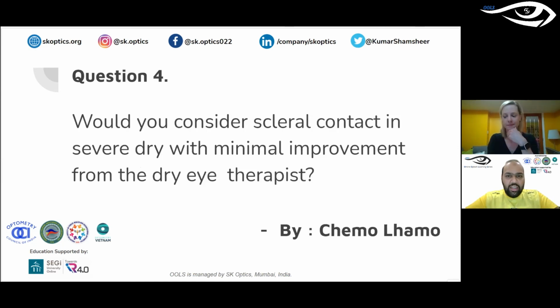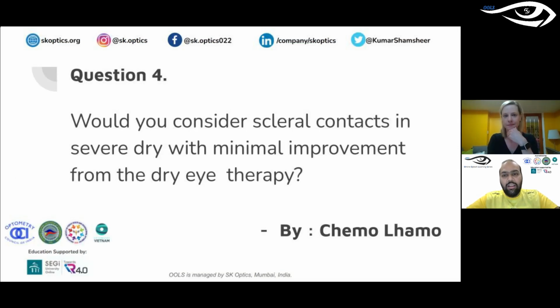Another question here is, would you consider a scleral contact lens with patients having dry eyes with minimum improvement with these dry eye therapies? I would rephrase that: if your patient is not getting better with the therapies you have given, would you prescribe scleral lenses? Yeah, absolutely. A really great option if you've got a compromised ocular surface that's giving pain, discomfort, and compromised vision. Protecting that with a scleral contact lens can improve the health of the ocular surface, comfort, and vision for that patient. So absolutely a great option.